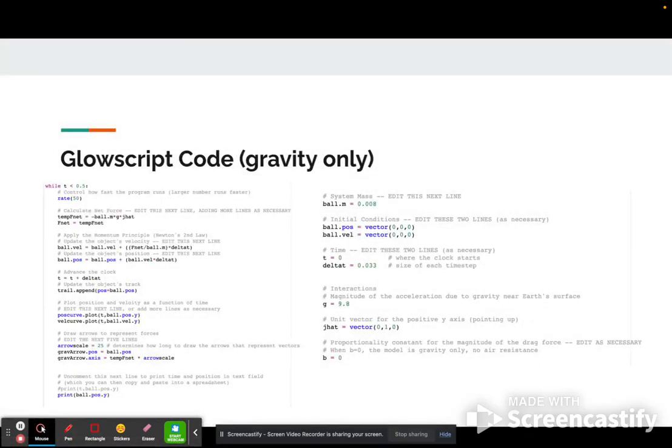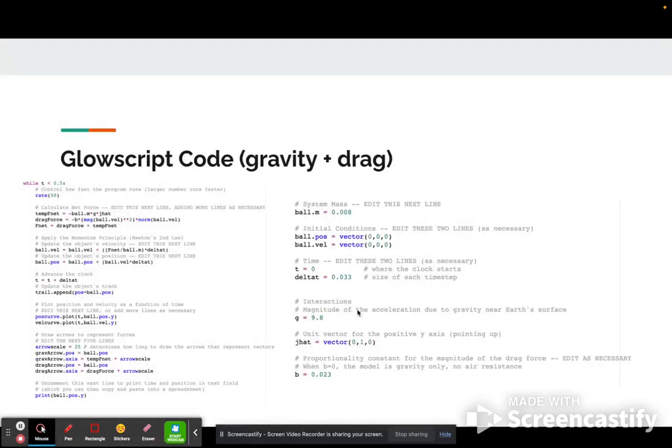Here's our GlowScript code for the model with only gravity. If you look over to our computational loop, you can see that we're calculating F net by multiplying g times the mass of the ball times j hat, so we get the direction of gravity, which is down. We're plugging that into our Newton's second law position and velocity update formulas. Along with this, on the right side, we have our initial conditions.